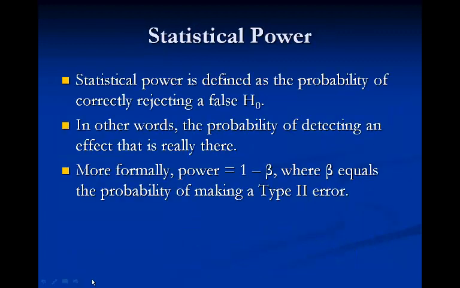So statistical power is defined, following on from what we've just said, as the probability of correctly rejecting a false null hypothesis H0. In other words, it's the probability of detecting an effect that is really there in the data and declaring it significant. And more formally, we can say power is 1 minus beta, where beta equals the probability of a type 2 error, or the type 2 error rate.